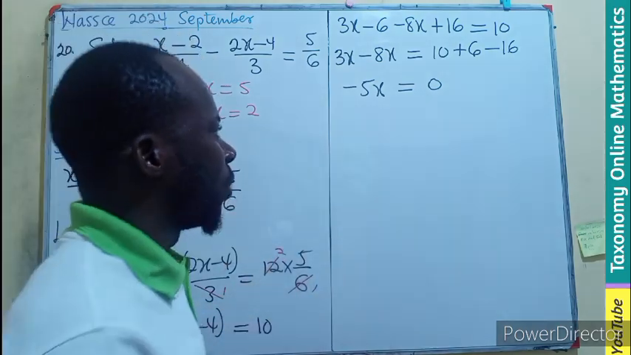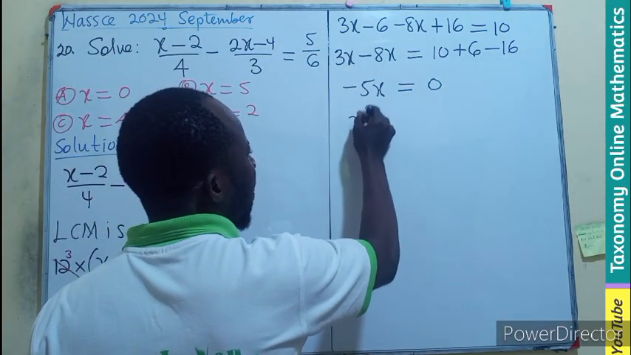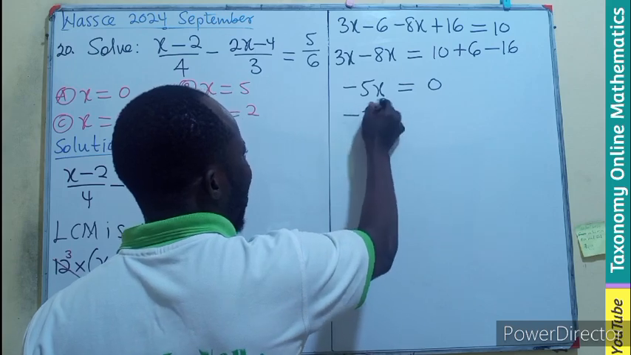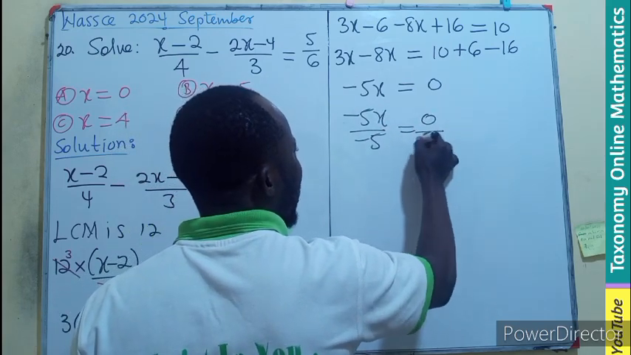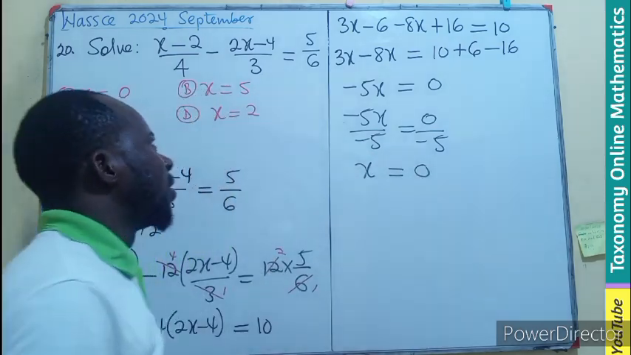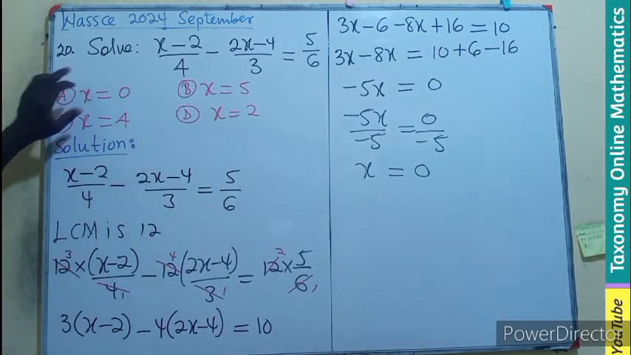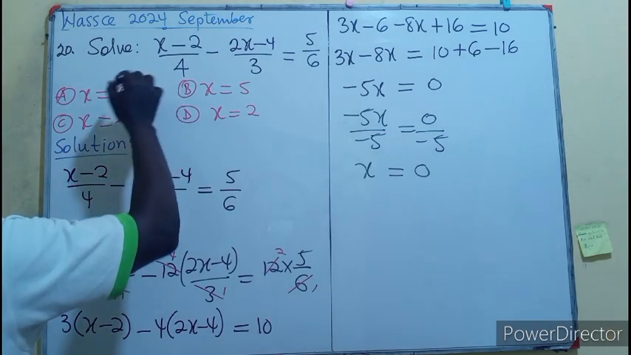We need the x, so we divide both sides by the coefficient. So, okay, let's maintain minus 5x divided by minus 5, 0 divided by what? Minus 5. So x will be giving you what? 0. So the value of x among here will be option A as the answer.